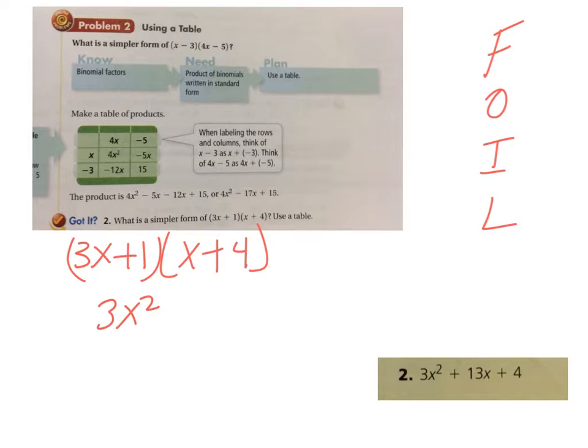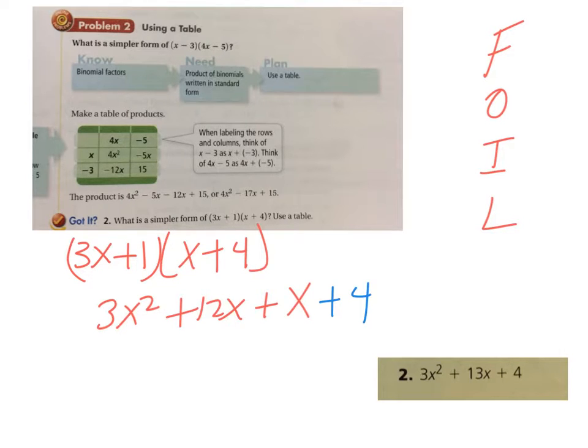My outer terms, 3x and 4. Notice it's positive 4. 3x times 4 is 12x. My inner terms, 1 and x. 1 times x is 1x, or just x if you prefer. And my last terms, 1 times 4. 1 times 4 is 4. I don't know why I wrote that in blue.